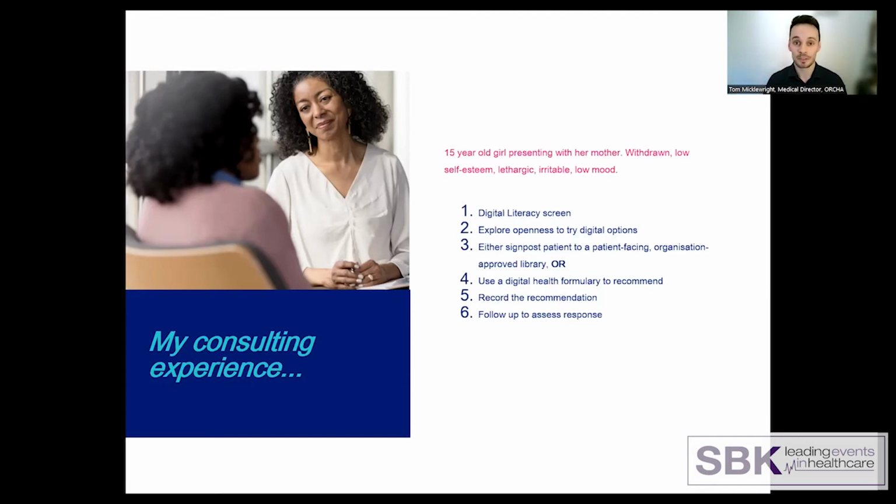And at that point, you've then got a choice. You can either signpost them towards a patient-facing health app library. Your organization might have one, so you could say, go to the trust website, you'll see our app library. You might be using ORCHA in your area, so you can say, log into the ORCHA app library. Or if you do have access to a digital health formulary, you'll be able to make a text or an email recommendation there and then for a particular app that you think would be useful.